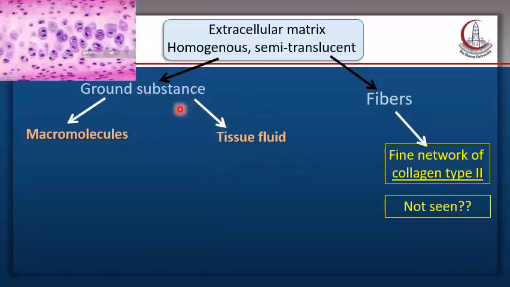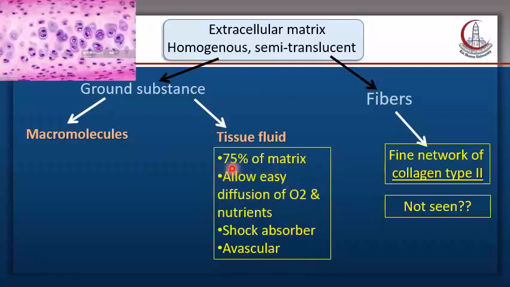Regarding the tissue fluid in the ground substance, 75% of the matrix is formed of tissue fluid. This high amount of tissue fluid allows easy diffusion of oxygen and nutrients from the perichondrium to the avascular cartilage. The big amount of tissue fluid also makes the cartilage act as a shock absorber. And it is important to know that the cartilage is avascular, it does not contain blood vessels.